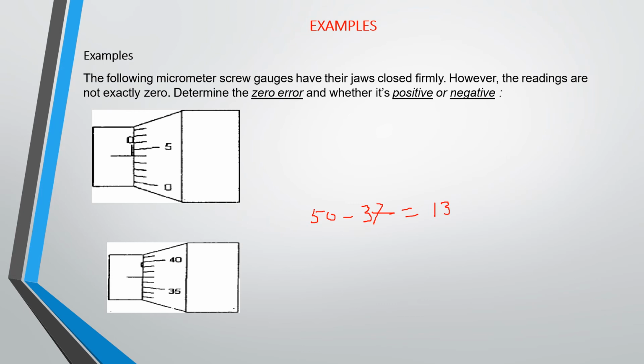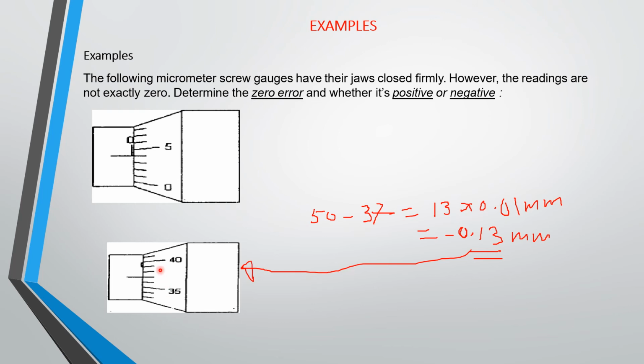13. So multiply this 13 by the accuracy of the machine, which is 0.01 millimeters, and that will give you 0.13 millimeters. Okay, so this is negative. All right, so this gives you the zero error of this particular scale. This is zero error for this particular scale.